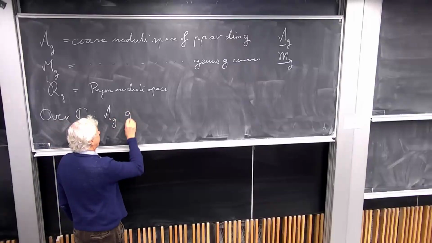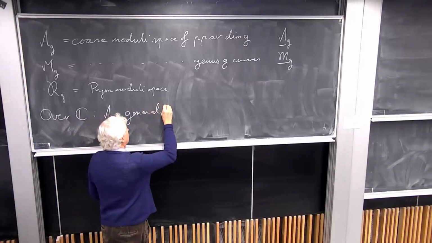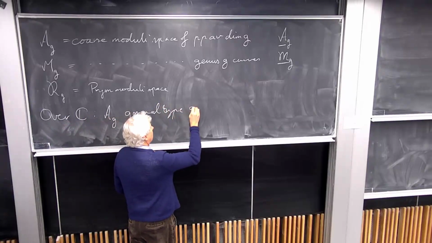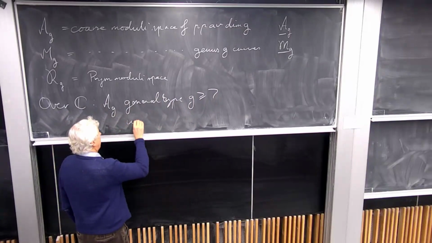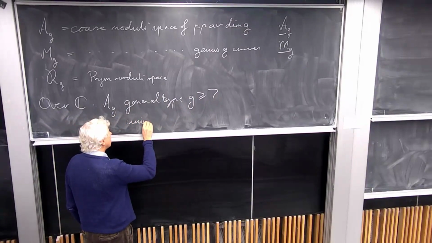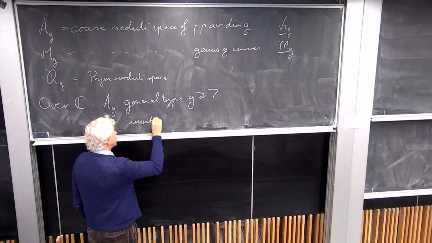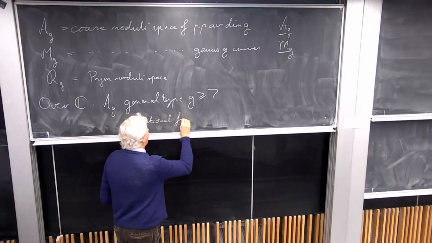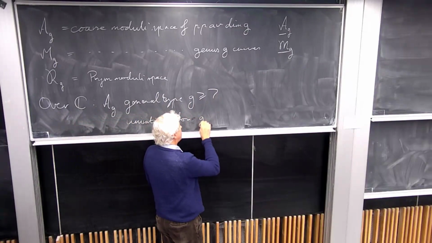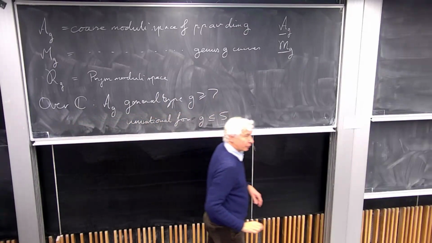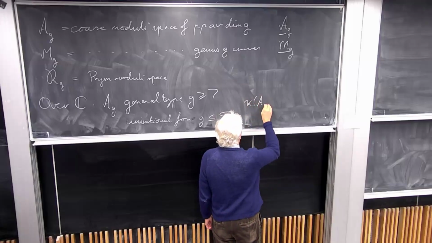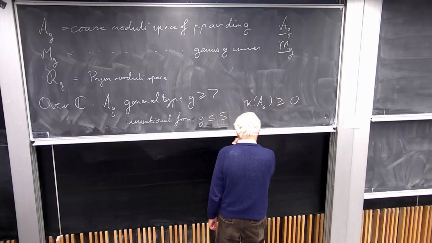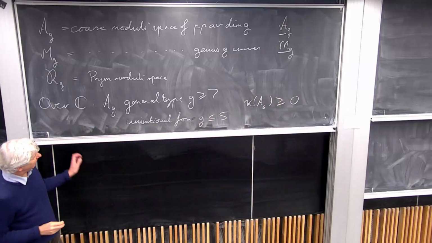A_g is of general type for g greater than or equal to 7, and it's unirational, at least, yes, I do mean unirational at least, for g less than or equal to 5. And just by the way, for g equals 6, what we know is that the Kodaira dimension of A6 is not negative. Not anything more about that.